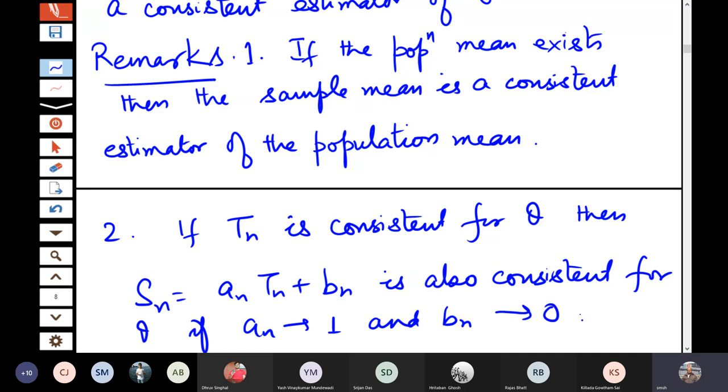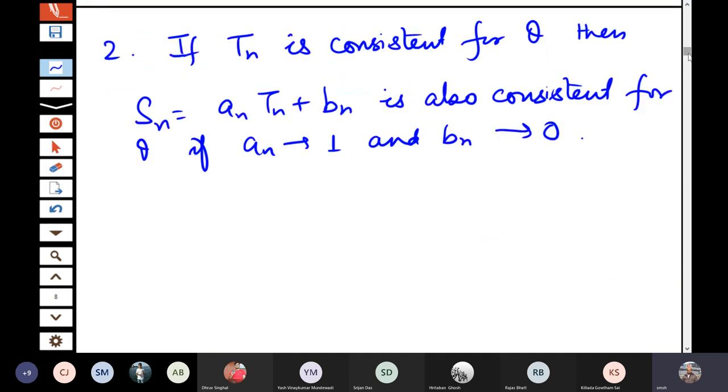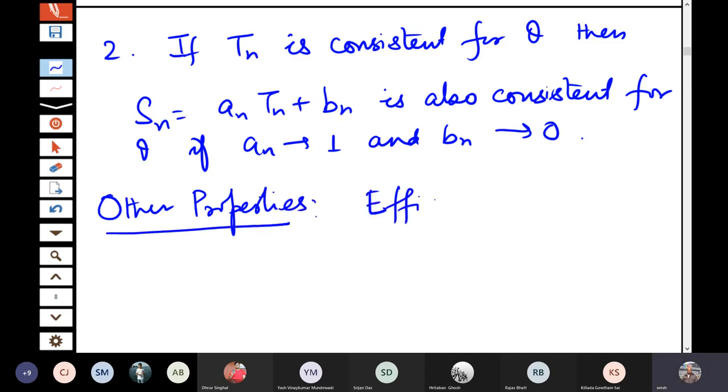Next we come to the methods of estimation. So actually there are many more properties of the estimators, but I will not be looking at all of them here because we have less amount of time left for this particular course. So other properties I will just mention. Efficiency.